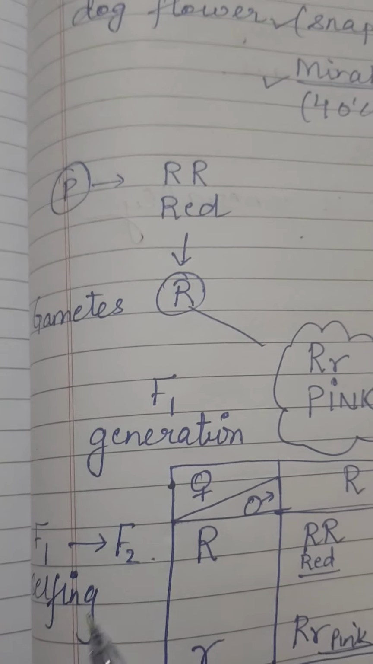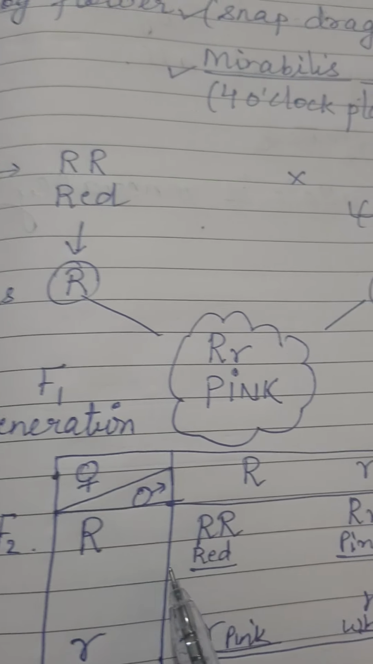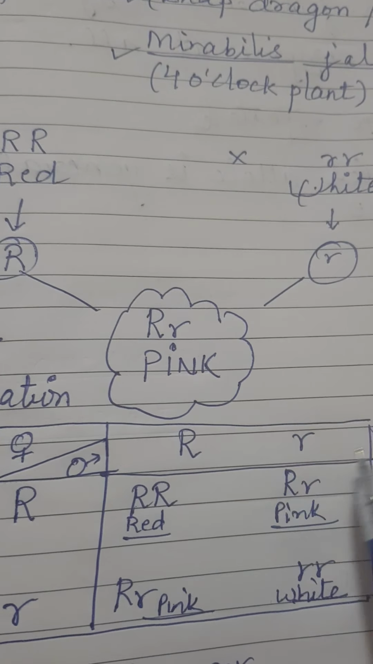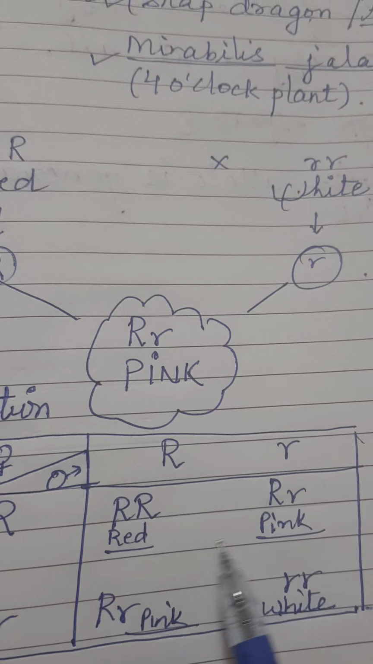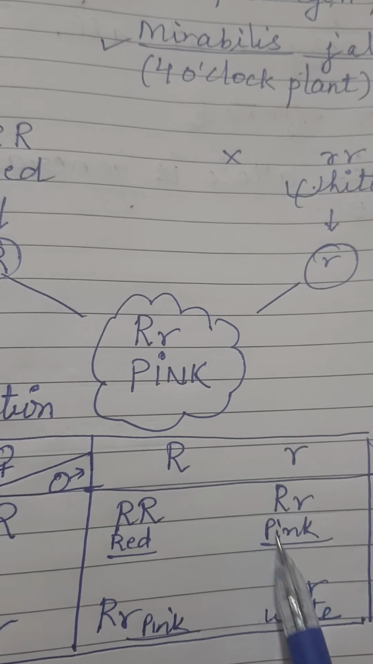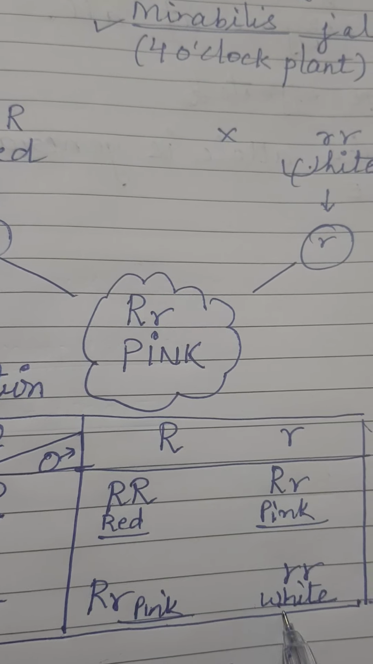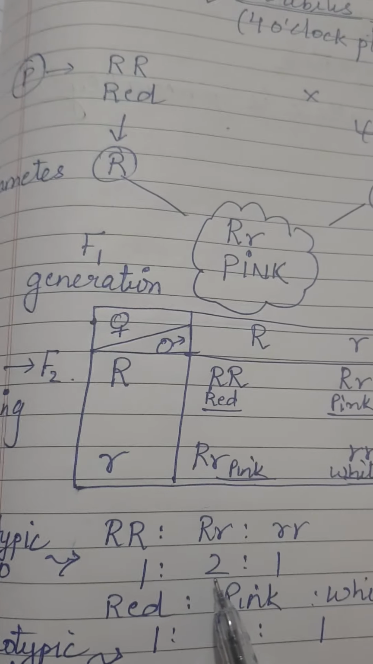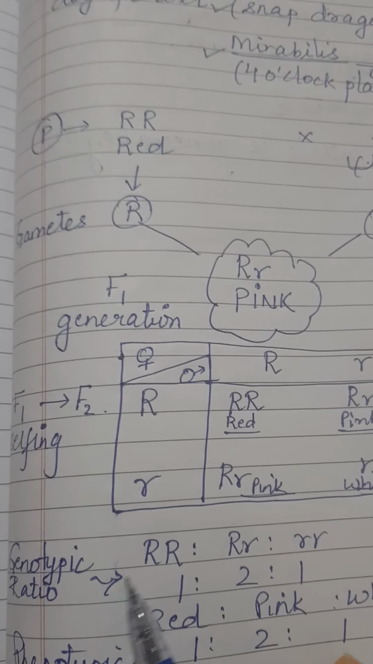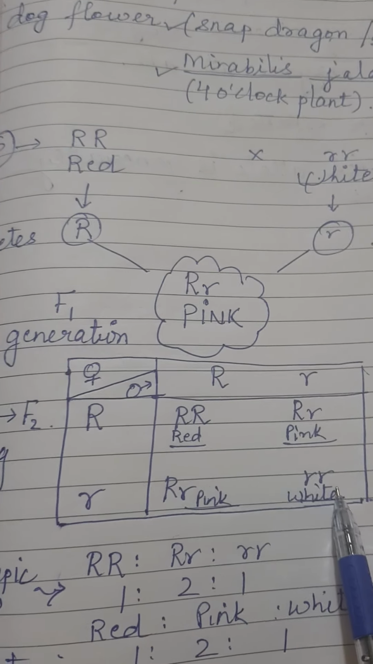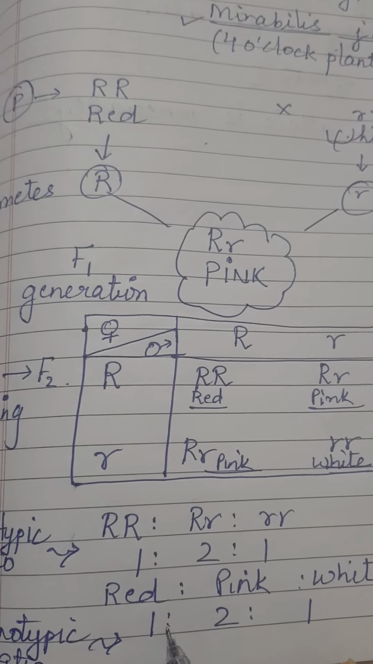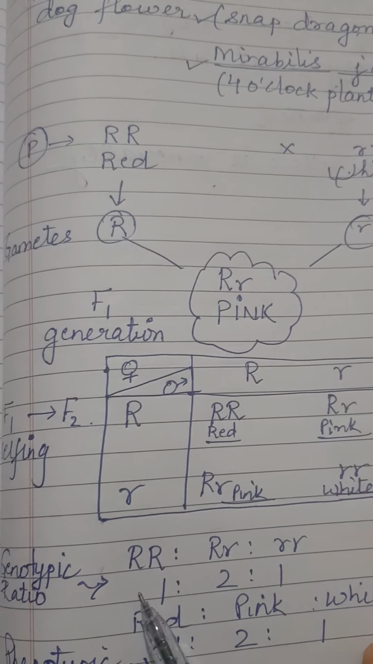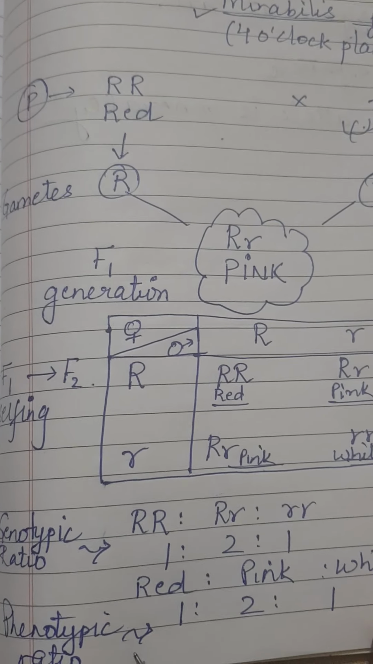Then selfing of the F1 generation was done to obtain F2. These gametes are there in the Punnett square, and we combine them. We get one red plant, two pink-flowered plants, and one white-flowered plant. So the ratio, just see over here, the genotypic ratio is 1:2:1, and the phenotypic ratio is also, children, 1:2:1. So it is that type of concept in which the genotypic ratio is equal to the phenotypic ratio.